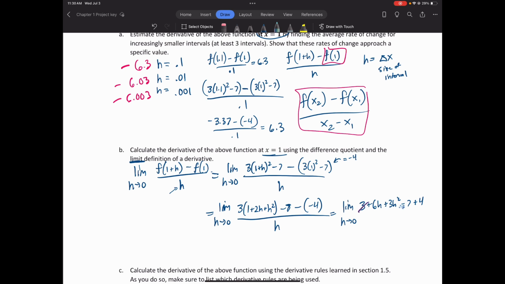So all of my constant terms end up just canceling out, which is good because that leaves me with 2 terms with an h in it divided by h, which means I can factor out an h and cancel. And I'm left with the limit as h approaches 0 of 6 plus 3h. And then now that I've gotten rid of the h in the denominator, I can go ahead and evaluate it. I can plug in 0 for h, and I get 6.